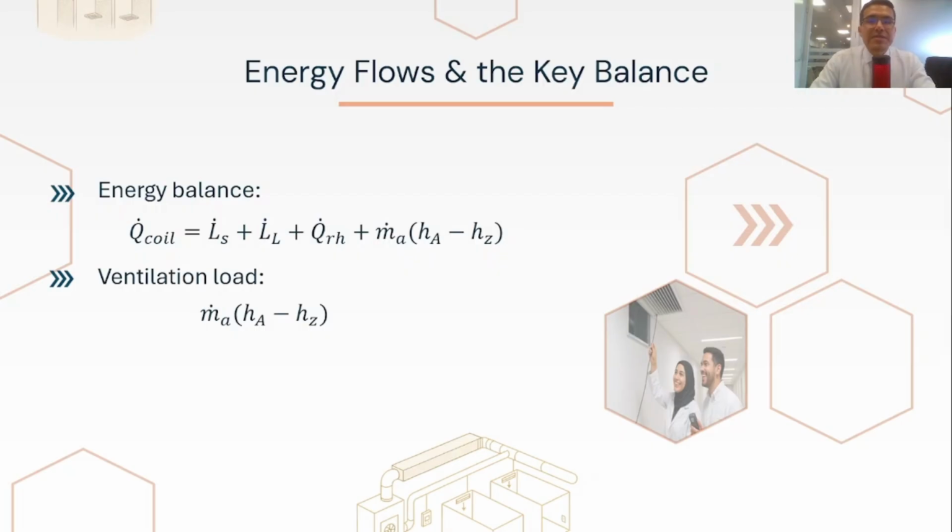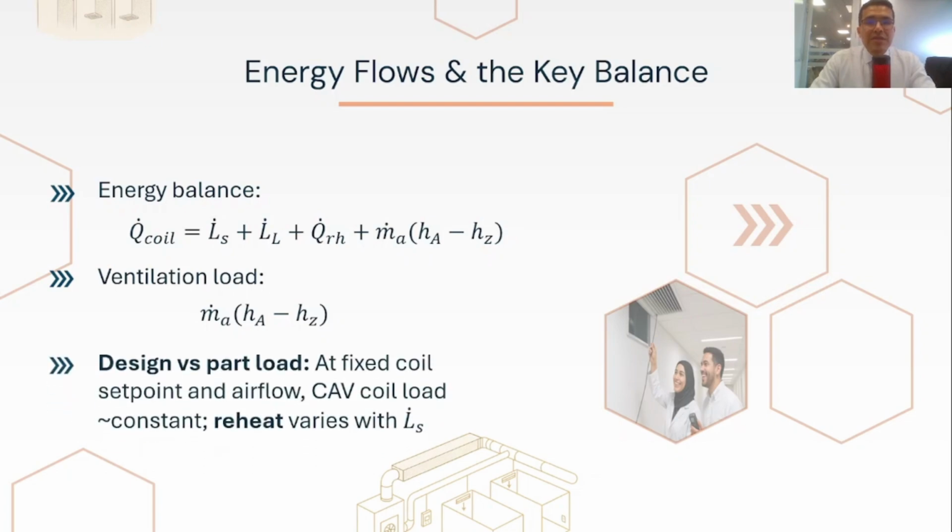So this means that the zone does not accumulate air, so this MA is going to be constant in the system. So we have that under CAV with the fixed airflow and the coil exit temperature, the coil load is largely set by the ambient ventilation and remains nearly constant.